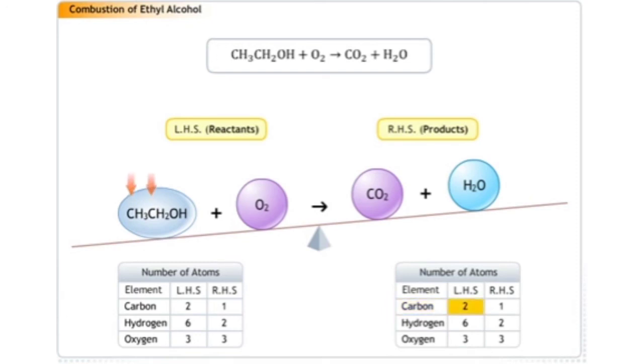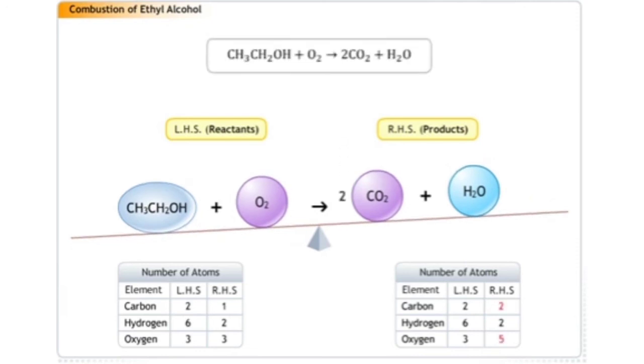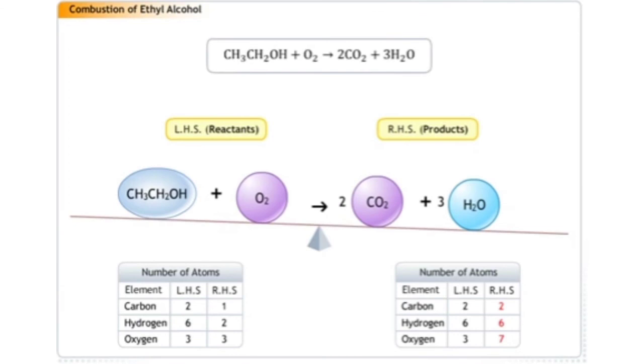There are 2 atoms of carbon on the reactant side but only 1 atom on the product side. So to balance this, add the coefficient 2 before the carbon on the right hand side. Now let's consider hydrogen, the next element. There are 6 atoms of hydrogen on the left hand side and only 2 hydrogen atoms on the right hand side. To balance this, you need to place the coefficient 3 before the water molecule on the product side. Now, as you can see, hydrogen has been balanced.